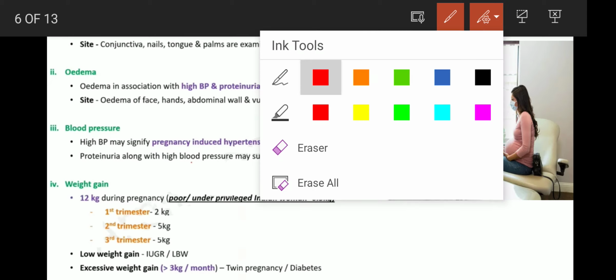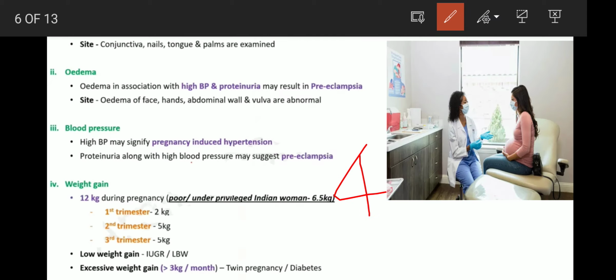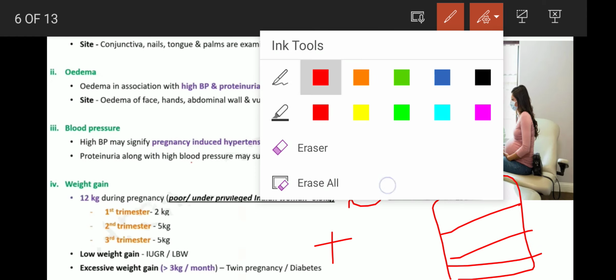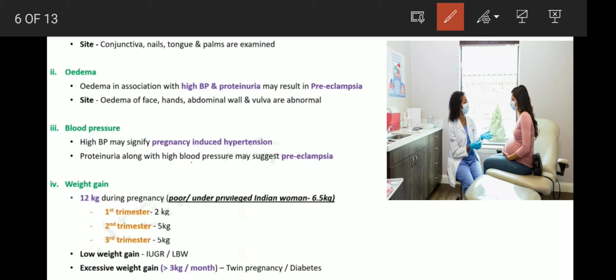So if at the first visit the mother was 60 kg, we can consider it as a baseline and keep track of how much weight is being gained by the mother each trimester. So ideally, after the first trimester, a pregnant woman will gain around 2 kgs every month. So 12 kgs is what they ideally gain during pregnancy.